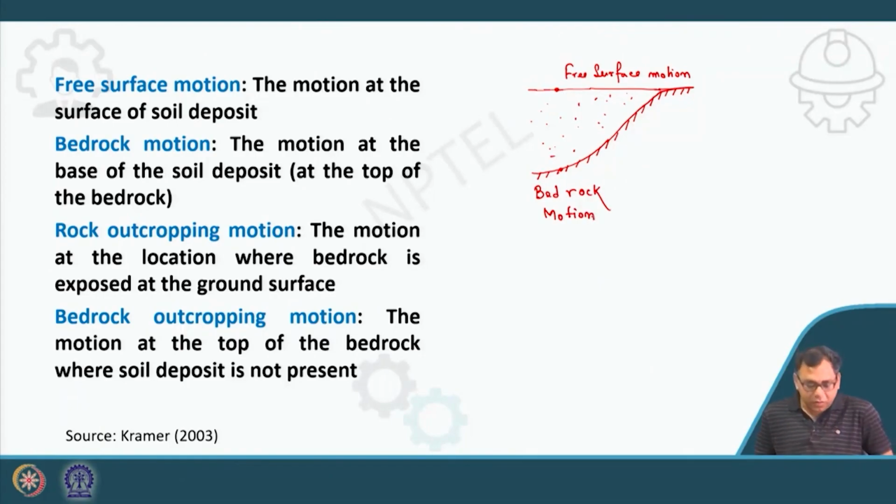Next one is the rock outcropping motion. The motion at the location where bedrock is exposed at the ground surface is called the rock outcropping motion. So here, in this portion, you can see the rock is exposed to the ground surface. So, this motion is called the rock outcropping motion.